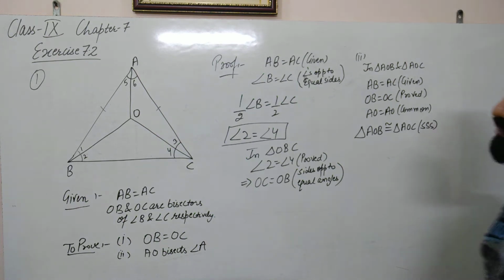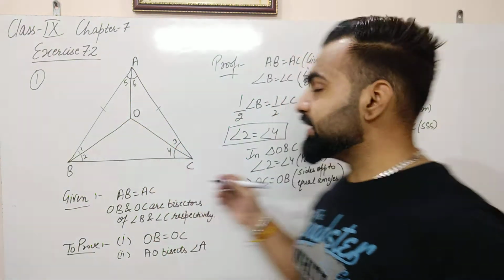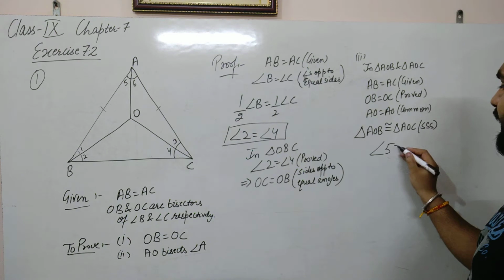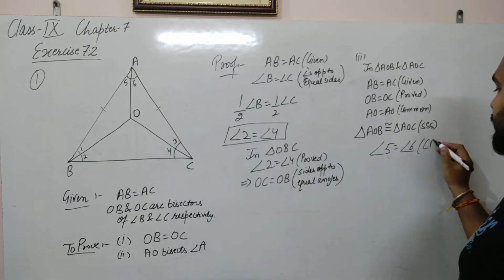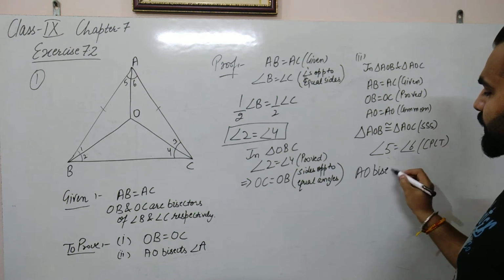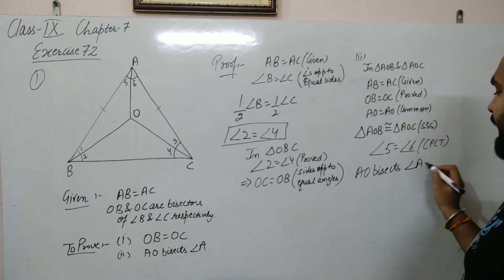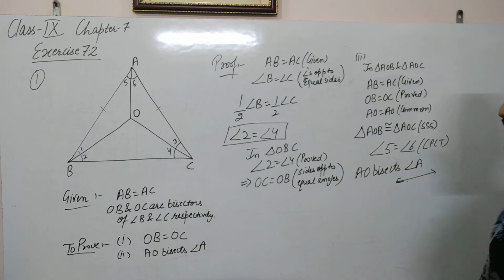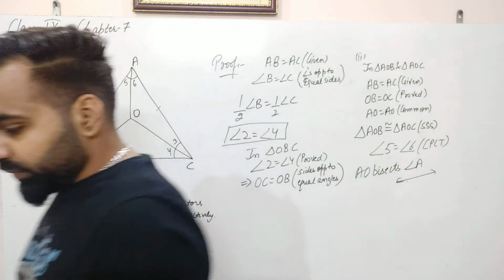And now what we have to prove? 5 equal to 6. So by CPCT, angle 5 will be equal to angle 6. Thus we can say that AO bisects angle A. So this was question number 1.